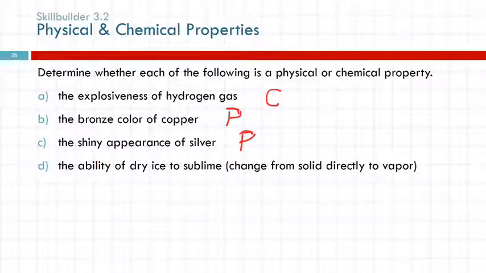The ability of dry ice to sublime. Subliming is changing directly from a solid to a vapor, a gas. That's also going to be physical. So physical properties include the state and the appearance.